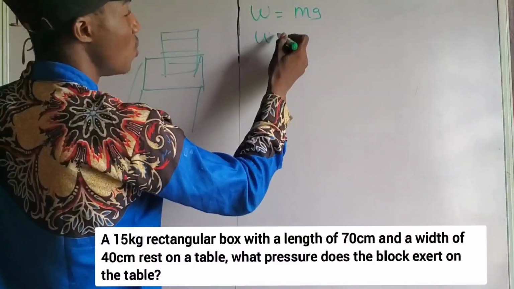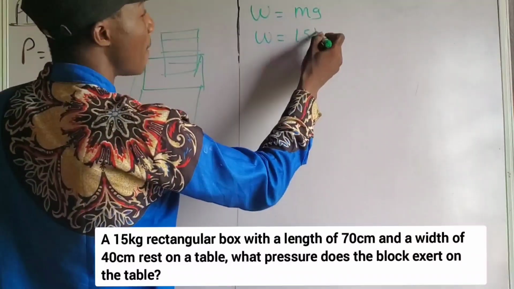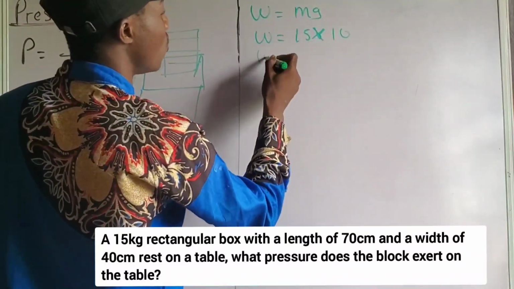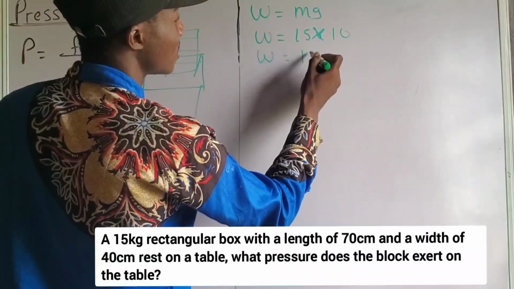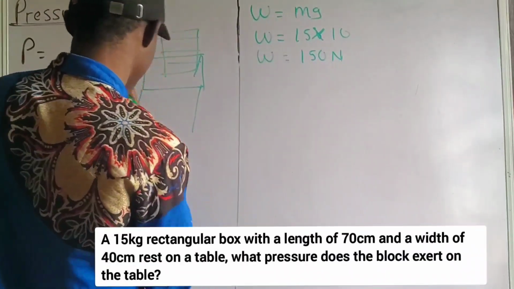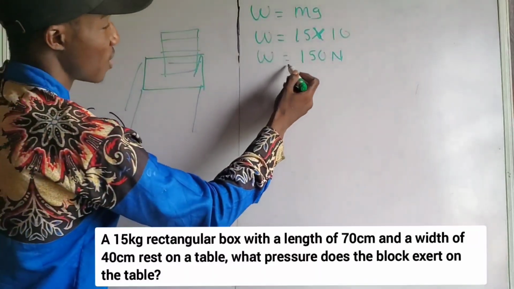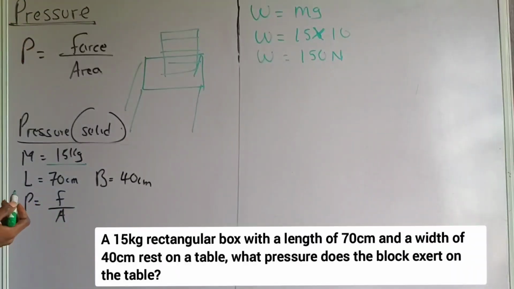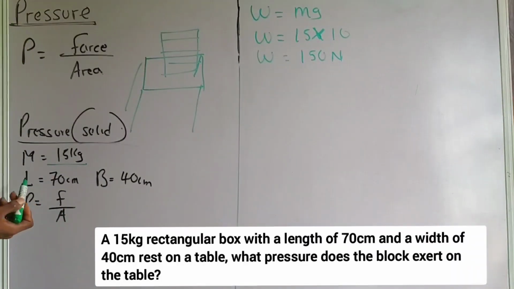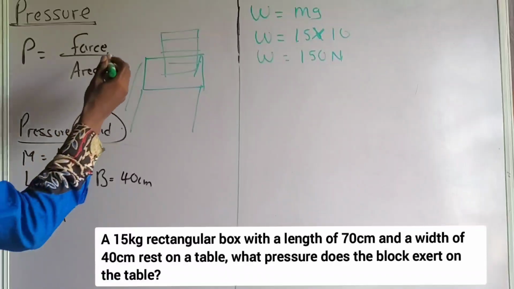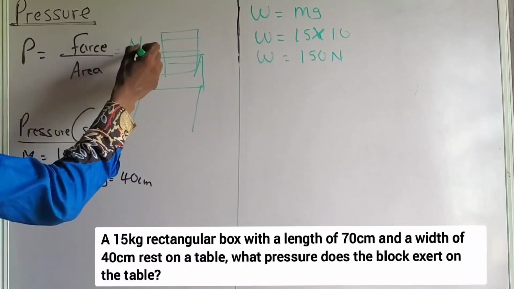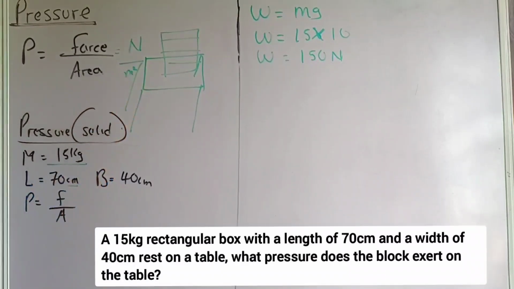So W, which is the weight force, equals the mass, which is 15, multiplied by 10. So the weight force is 15 times 10, which is 150 Newton. This is the force that we're going to use, weight force. Now we are given the dimensions of the block: length 70 centimeter and breadth 40 centimeter. Now force is in Newton and area is in meter squared. Do you understand?